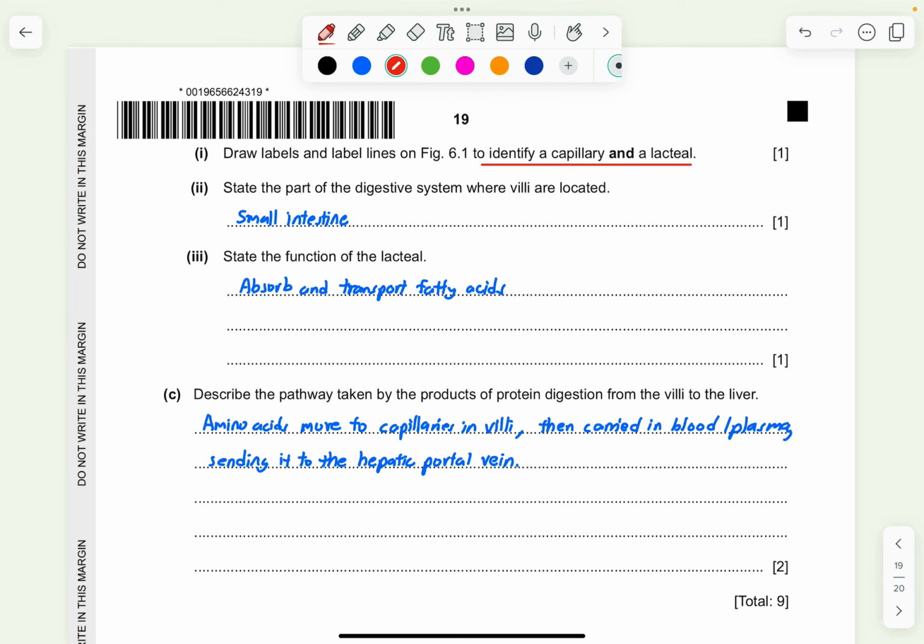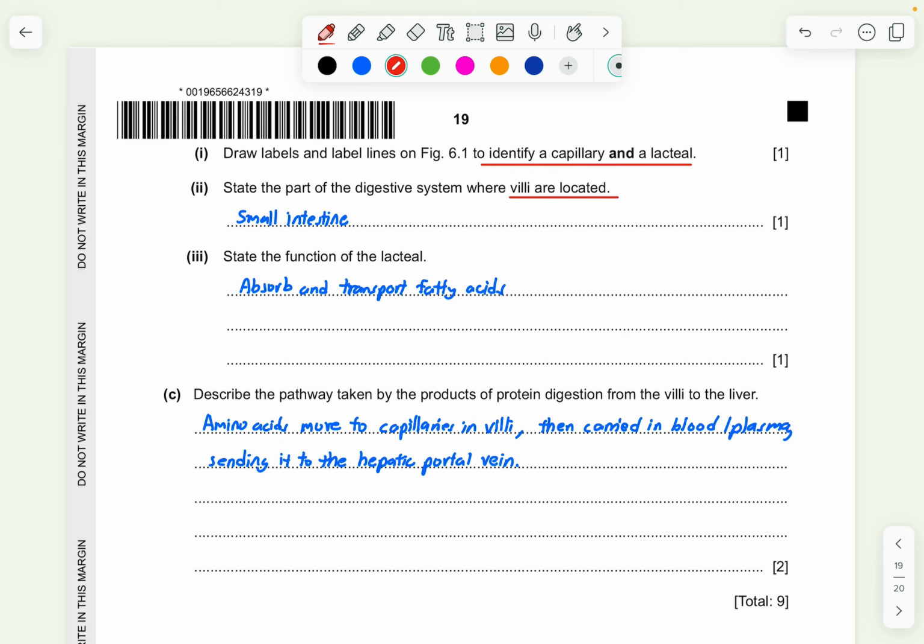Now, state the part of the digestive system where the villi are located. This is very simple. It will be the small intestine. And state the function of the lacteal. The lacteal is to absorb and transport fatty acids to other parts of the body. And describe the pathway taken by the products of protein digestion from the villi to the liver.